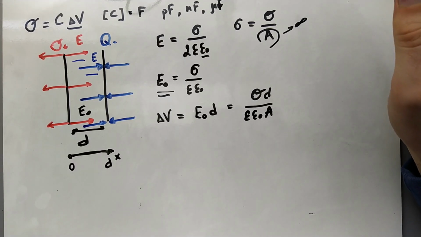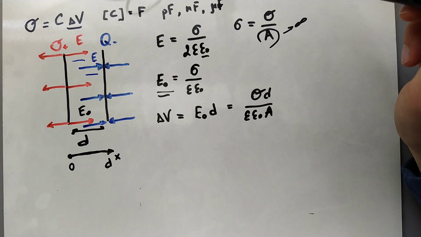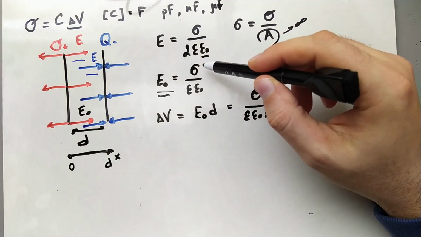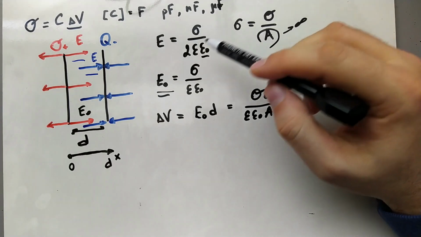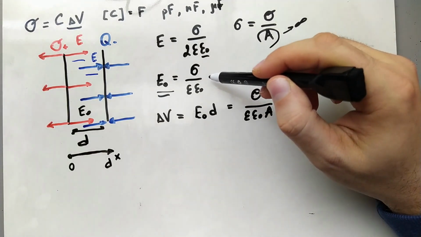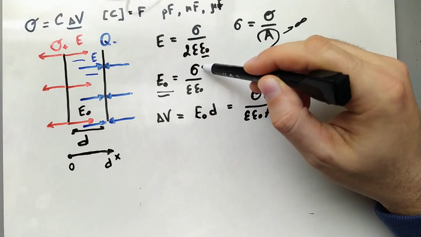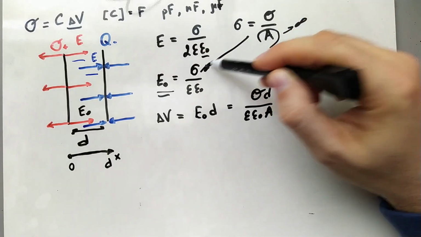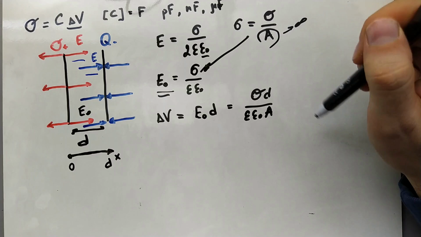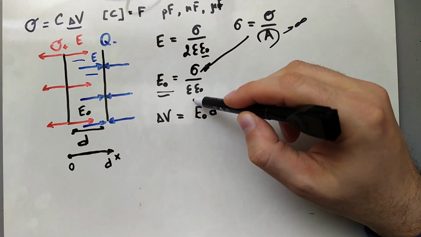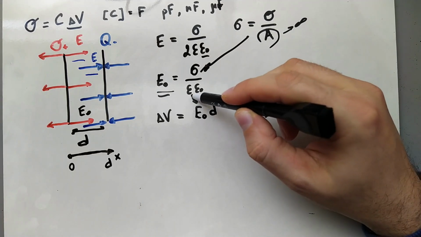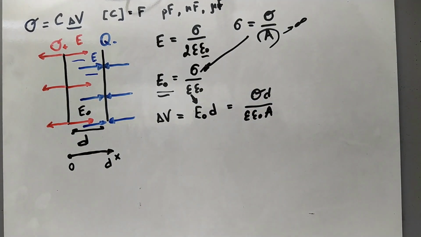So we just reproduced this equation by substituting, instead of sigma, Q divided by area, and then instead of E naught, we substituted the expression for E naught, which we showed previously.